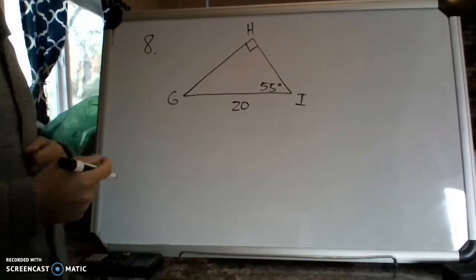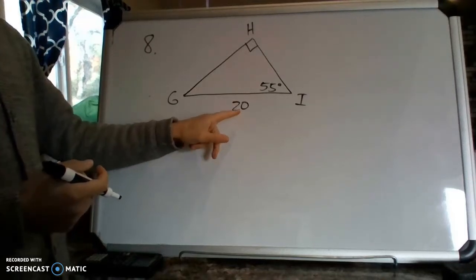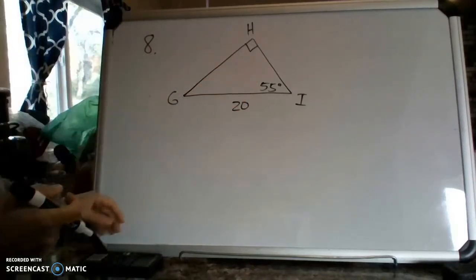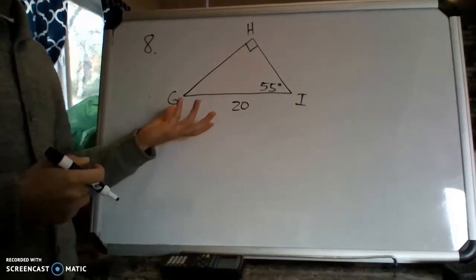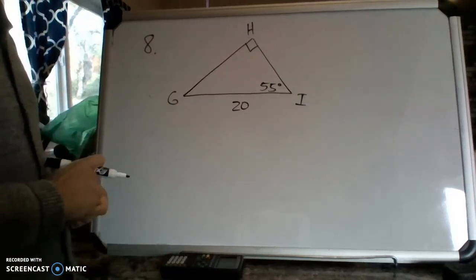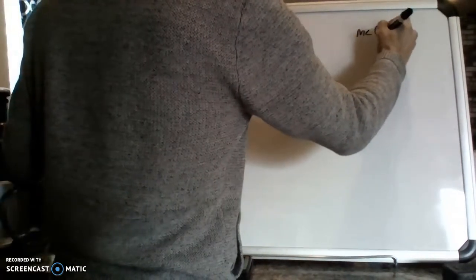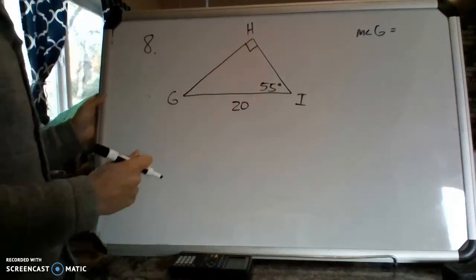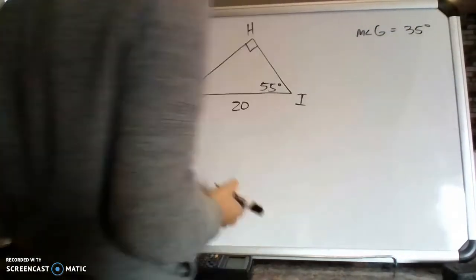All right, number 8 gives us one of the acute angles, gives us one of the side measures. So notice the degree measure they gave us is 55 degrees, which is not a special angle. So this one's going to be a question that we use sine, cosine, and tangent for. So first thing we can do is solve for the measure of angle G using the 180 degree relationship. 180 minus 90 minus 55 degrees would be 35 degrees.